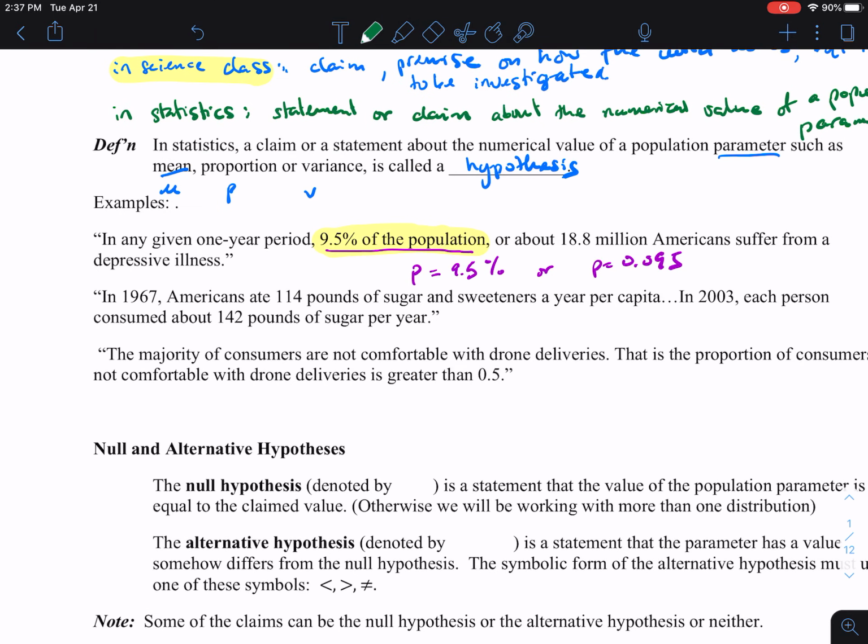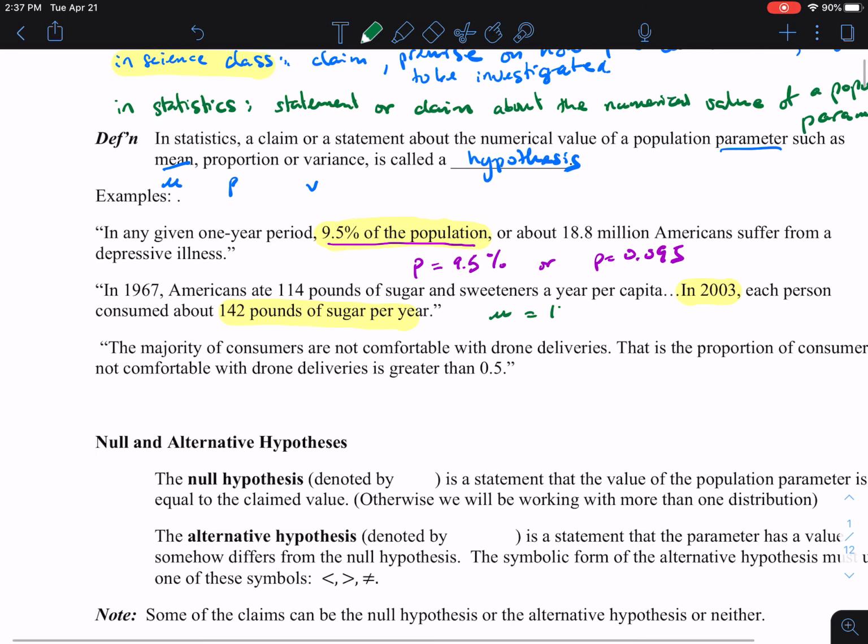In 1967, Americans ate 114 pounds of sugar and sweeteners a year per capita. In 2003, each person consumed about 142 pounds of sugar per year. It's not as obvious in this problem, but what they're saying is that on average, in 2003, each person consumed about 142 pounds per year. So this is a claim regarding a mean: the mean pounds of sugar consumed per person per year is around 142 in the year 2003. This is another statement taken from some article.